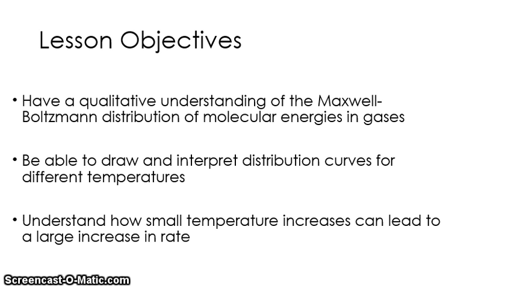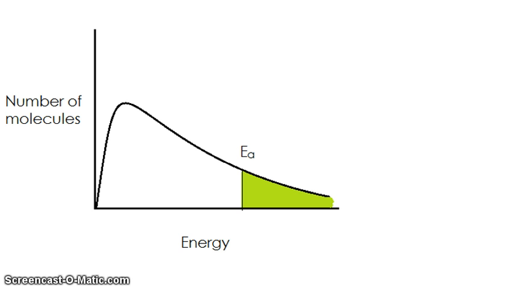So first of all, we need to look at what a Maxwell Boltzmann distribution is, and instead of trying to describe it, it's easier just to look at one. So here's an example of one. A Maxwell Boltzmann distribution just shows the distribution of the energy amongst a given amount of molecules. So on the y-axis you have the number of molecules, and on the x-axis you have the energy. And on this graph, the area under the curve represents the total number of molecules.